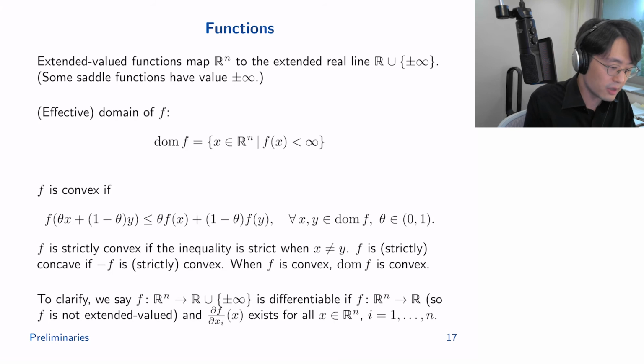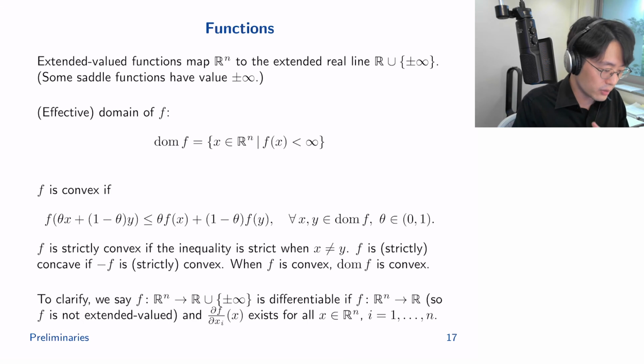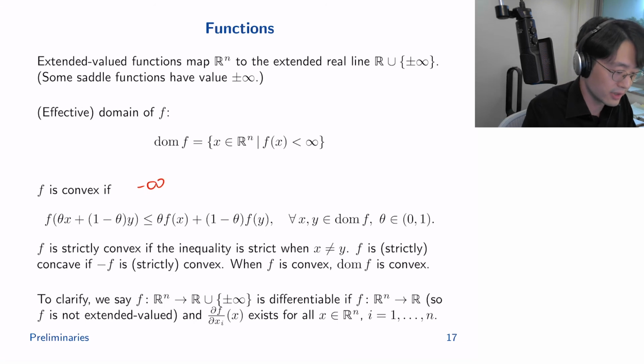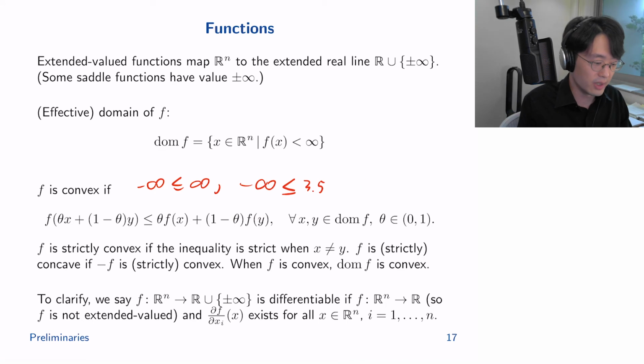Because our functions are allowed to take value negative infinity, it's possible that we have an inequality between infinite values. In those cases, we follow the pretty much obvious convention. When considering this inequality, negative infinity is smaller than any finite value. Negative infinity is less than or equal to negative infinity. Negative infinity is less than positive infinity. Any finite value is less than positive infinity. Positive infinity is less than or equal to positive infinity. For example, negative infinity is less than or equal to infinity, and negative infinity is less than or equal to 3.5. These are the obvious conventions that we follow when we consider this inequality.